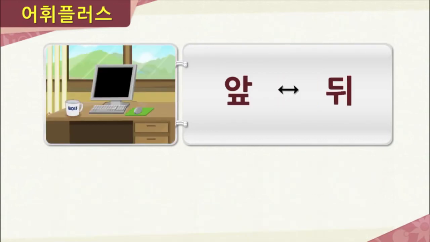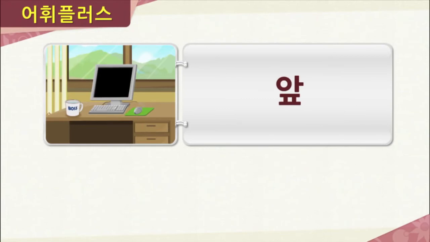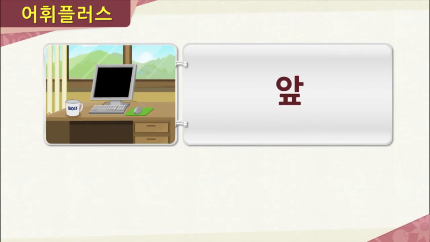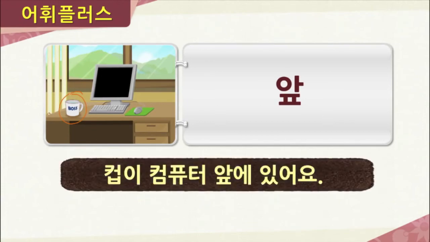Now here we have two words, 앞 and 뒤. Let's first take a look at the word 앞. Now if you look at the picture here, we have a cup right here. And what is it in relation to the computer? You can see that the cup is in front of the computer. So how would we say in front of the computer? We would say 컴퓨터 앞. Now if we wanted to make a complete sentence by saying that the cup is in front of the computer, we would say 컵이 컴퓨터 앞에 있어요.